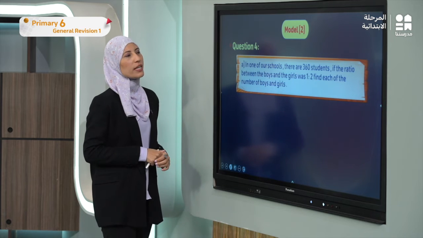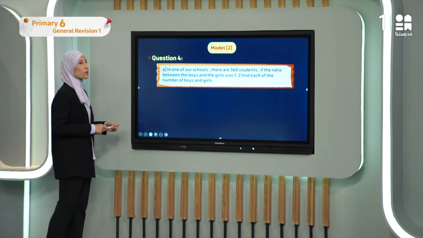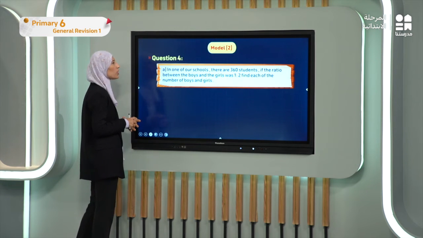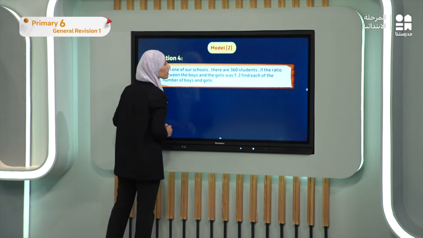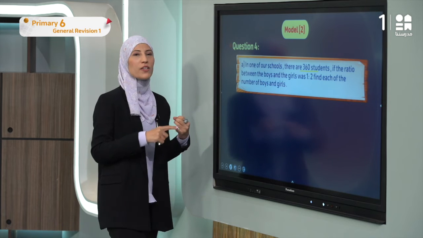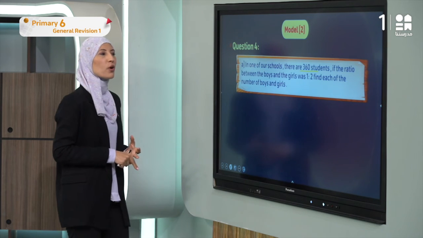Example number 4. It tells me in one of our schools there are 360 students. If the ratio between the boys and the girls was 1 to 2, find the number of boys and girls. What am I supposed to do here? Again, it says in one of our schools there are 360 students. This is the total number of my students. The ratio between the boys and the girls is 1 to 2, so I have a total number and a ratio between the boys and the girls. Find each number of the boys and the girls.